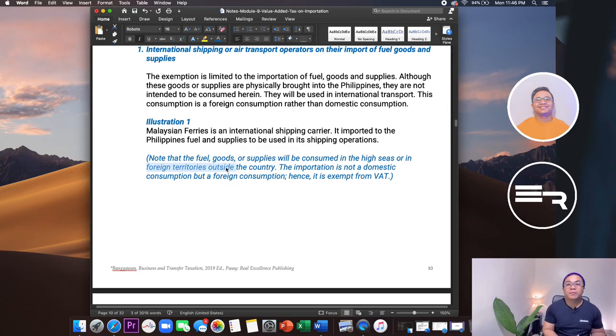So, kumbaga yung point of view dito is yung domestic lang na consumption. Yung domestic, saan ba na-incur? Or saan ba nangyari yung pagbenta? Okay? Pag-buy and sell. So, pag within foreign consumption siya, exempt siya sa VAT. Okay?